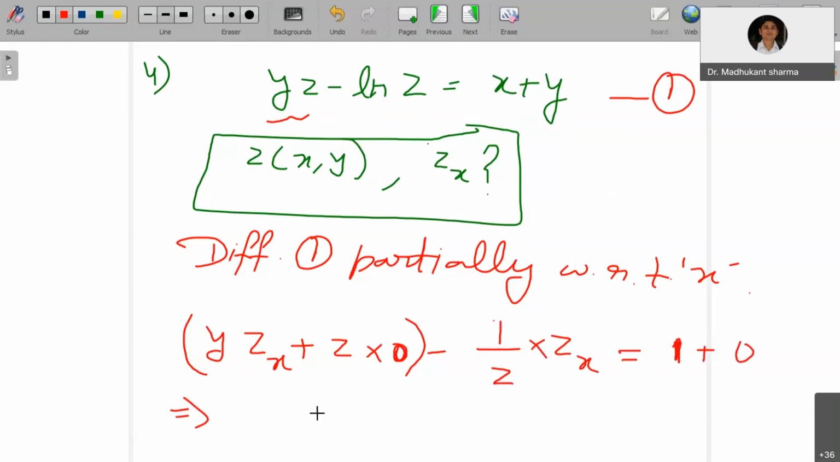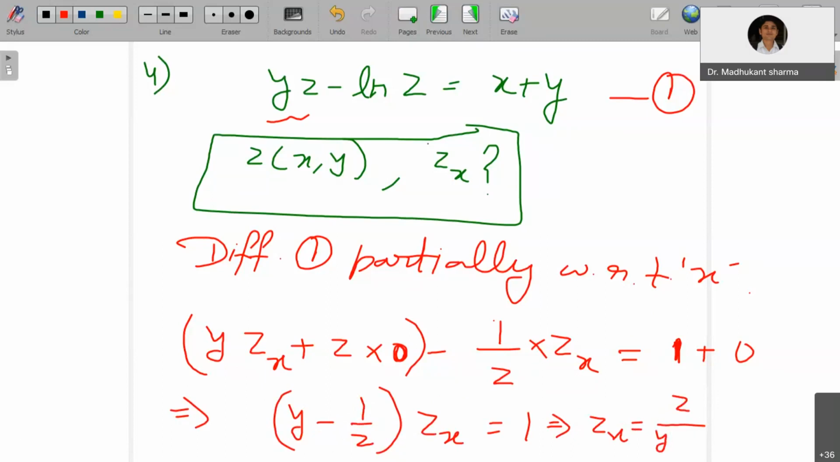So what you observe is y times zx minus 1 by z times zx. So I may write minus 1 by z times zx equals 1. Now you can write zx equals, if you solve it out, z divided by y times z minus 1. So this is the expression for zx. Similarly, you can differentiate partially with respect to y. Okay, right. Now let's go ahead.